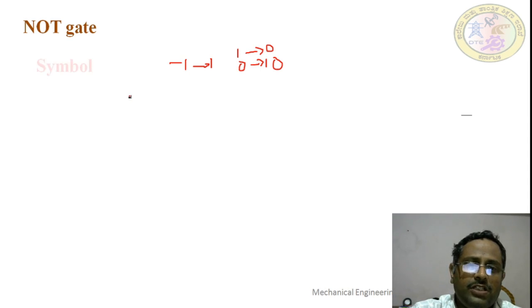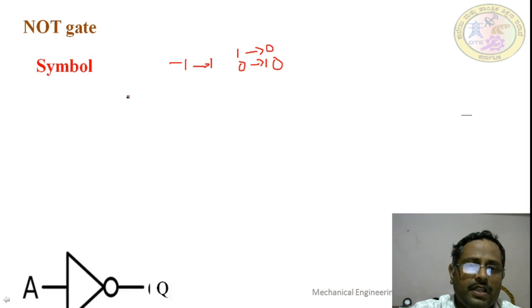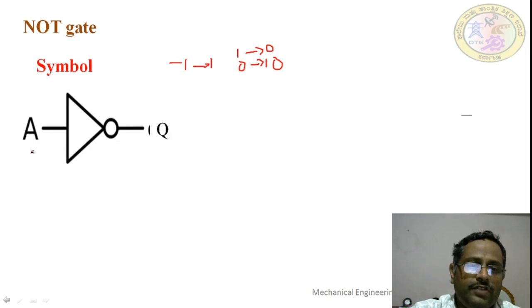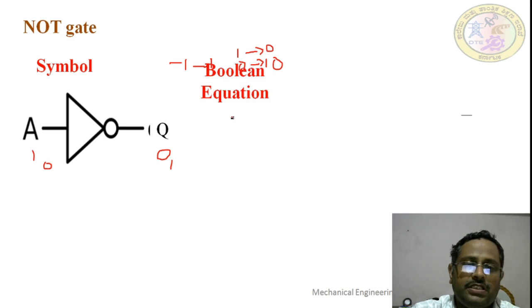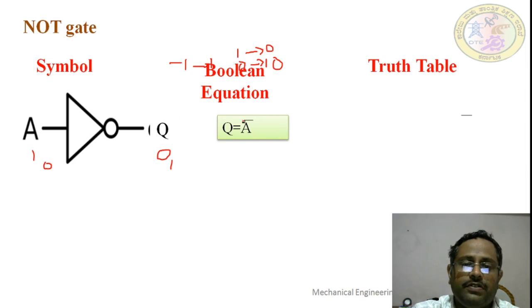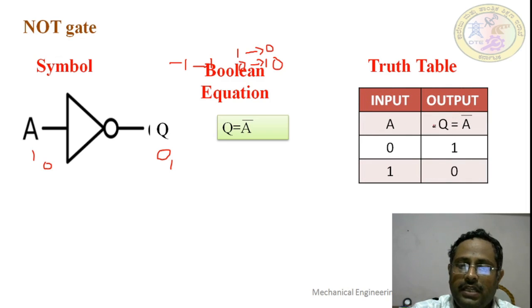See what is the symbol used to represent the NOT gate. The symbol used is this one. If A is 1, Q will be 0. If A is 0, Q will be 1. The equation used to represent it is Q is equal to the inversion of its input. This bar represents complement in Boolean algebra. The truth table has A and output A bar. If you give 0 as an input, it will give 1 as an output. If you give 1, it will give 0.